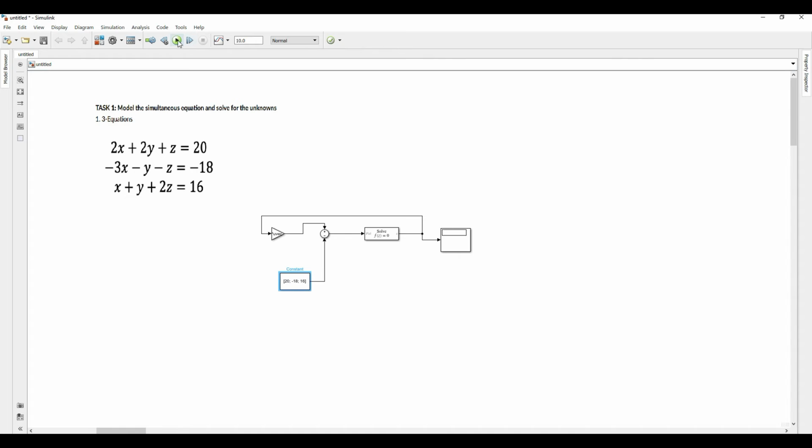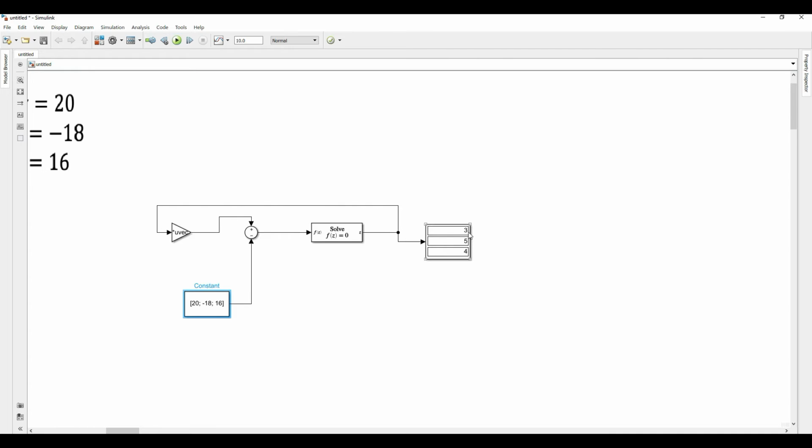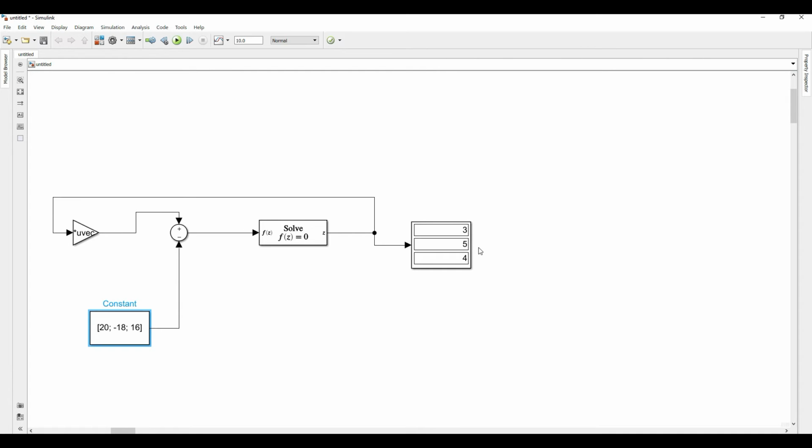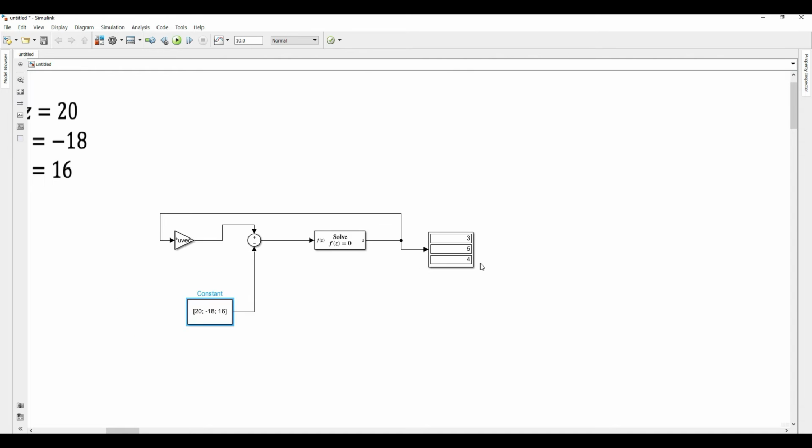So to get the value of x, y, and z, we have here 3, 5, and 4 for the value of x, y, and z.